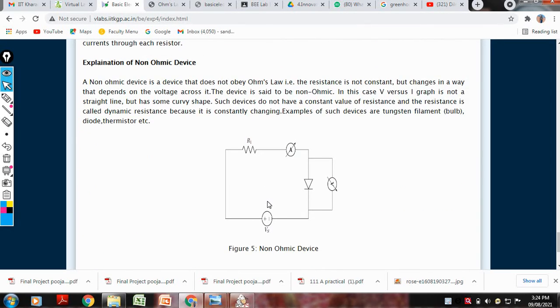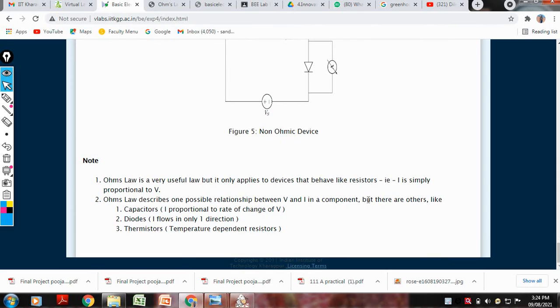Then this is the expression for non-ohmic devices. Non-ohmic devices are devices that do not obey Ohm's law, that is, Ohm's law is not applicable to these devices. In them the resistance is not constant, so the voltage does not depend on it. This type of device is called a non-ohmic device. This is the important concept here.